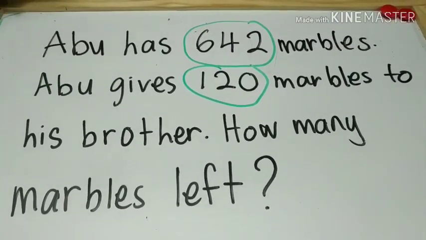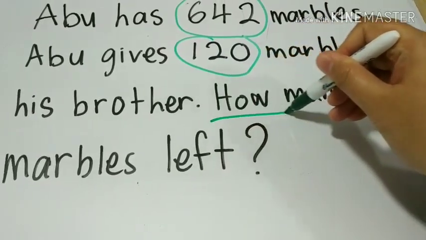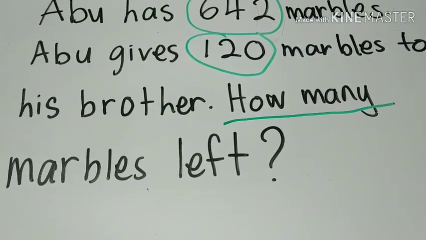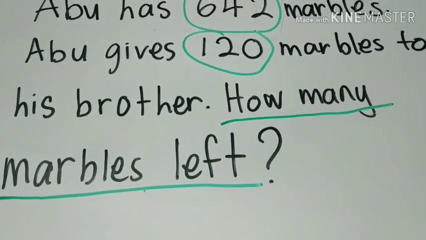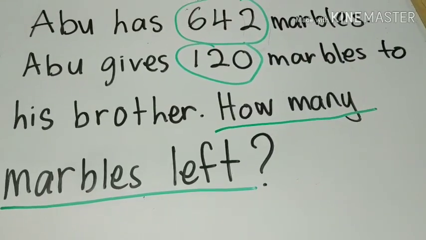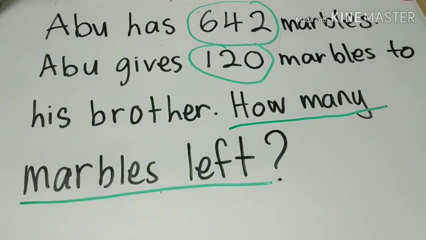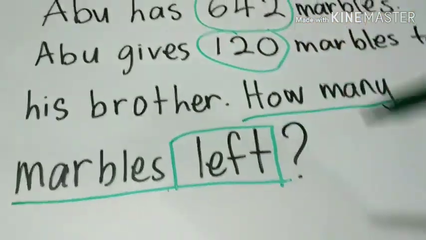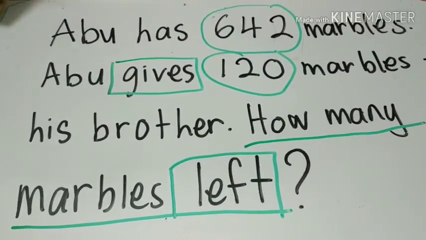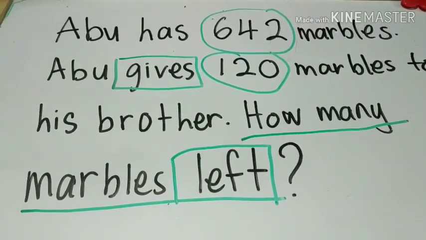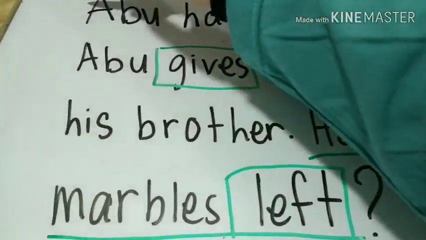Okay, next is letter U. U stands for underline the question. So, the question is how many marbles left? Okay. After letter U is letter B. Box any mathematics word. So, here the mathematics words that teacher can see are left and give. Okay, next is letter E. Eliminate unnecessary info. So, if you want to eliminate the name, you also can, like this.